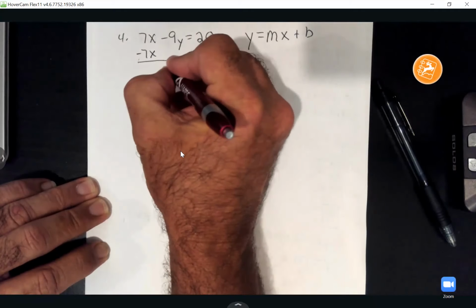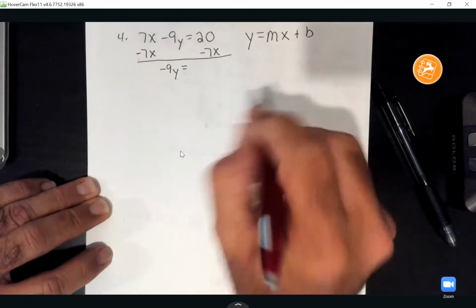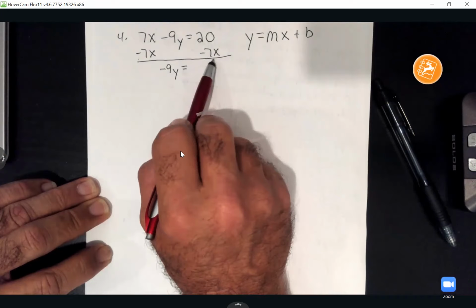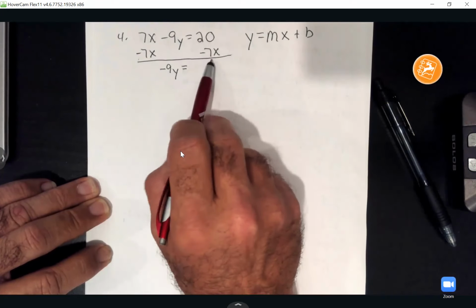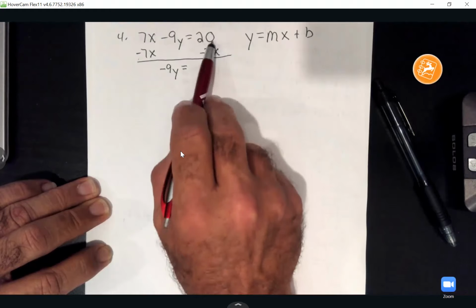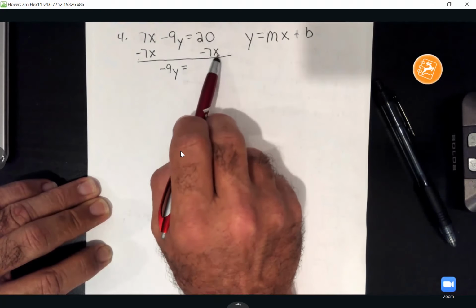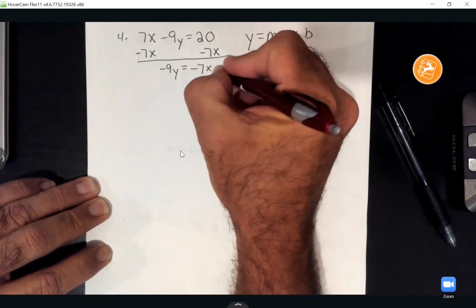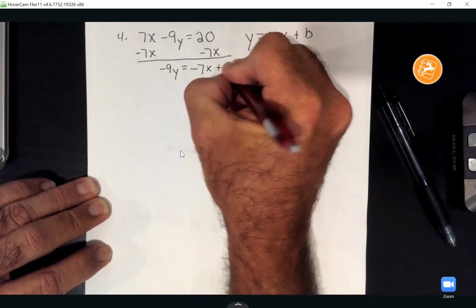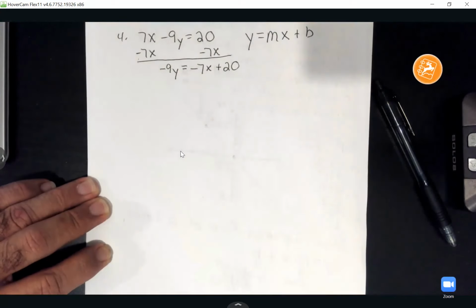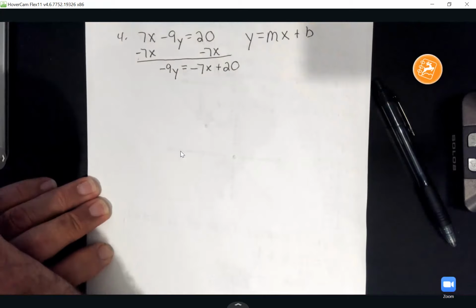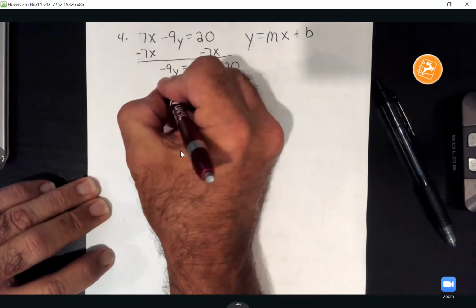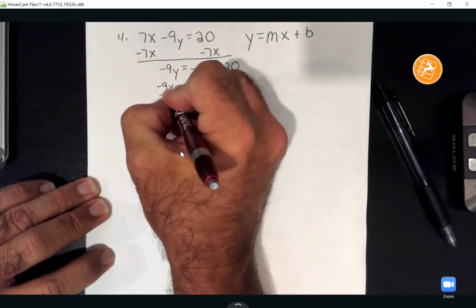I got a -9y. Now, if I want it to look like y equals mx plus b, I'm going to put my x's first and then the number. Because remember, you cannot add these together because they're not like terms. So we're going to put the x first, -7x. The 20 was positive, so that's going to become a positive 20. All right, now, -9y needs to be a 1y. So then we're going to come in and divide everybody by -9.